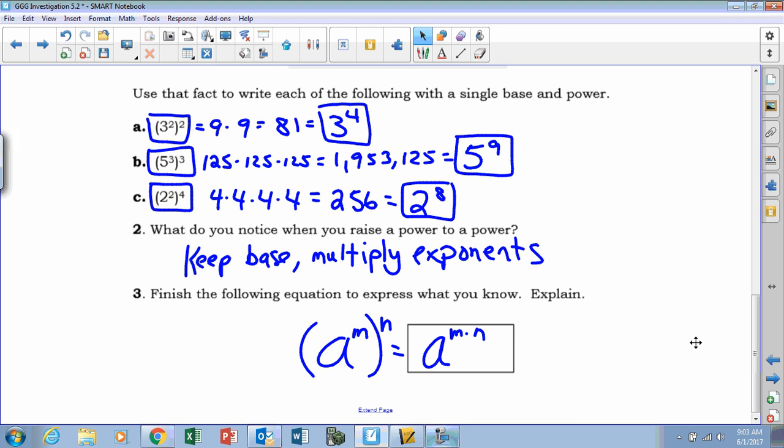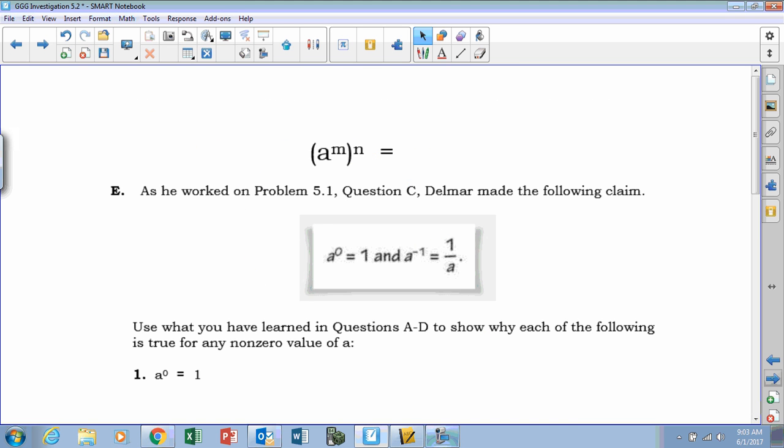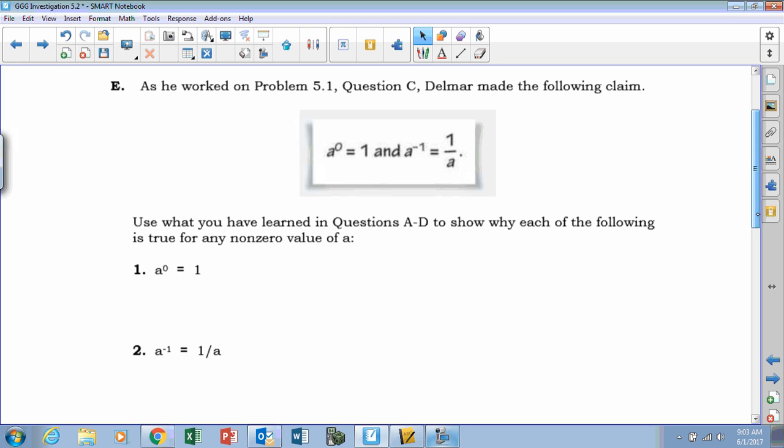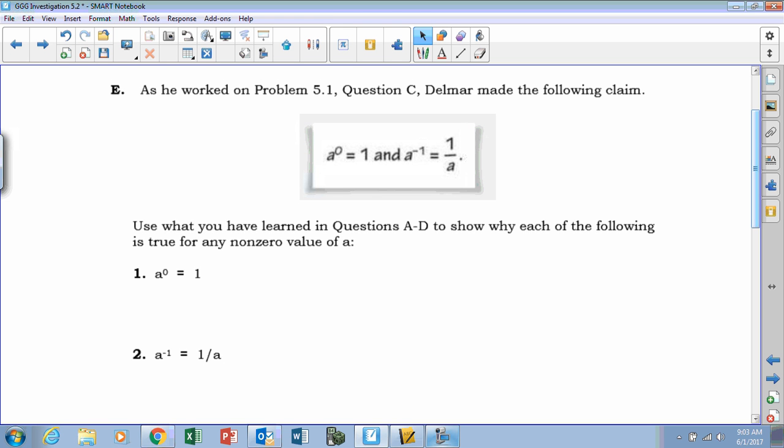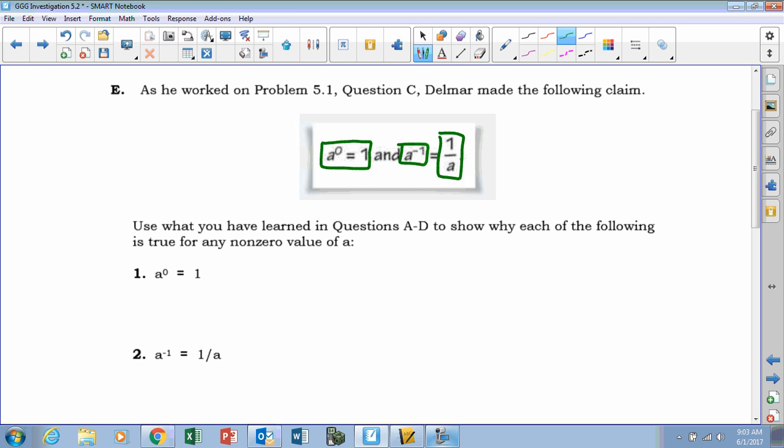All right, so now let's go to the last page. So the last page has, in part E, it says, as he worked on problem 5.1, question C, Delmar made the following claim. So we've talked about this before in the very beginning, right? Anything raised to the 0 power is always 1. But look what he did with the negative. A to the negative 1 power, he came up with this. Okay?